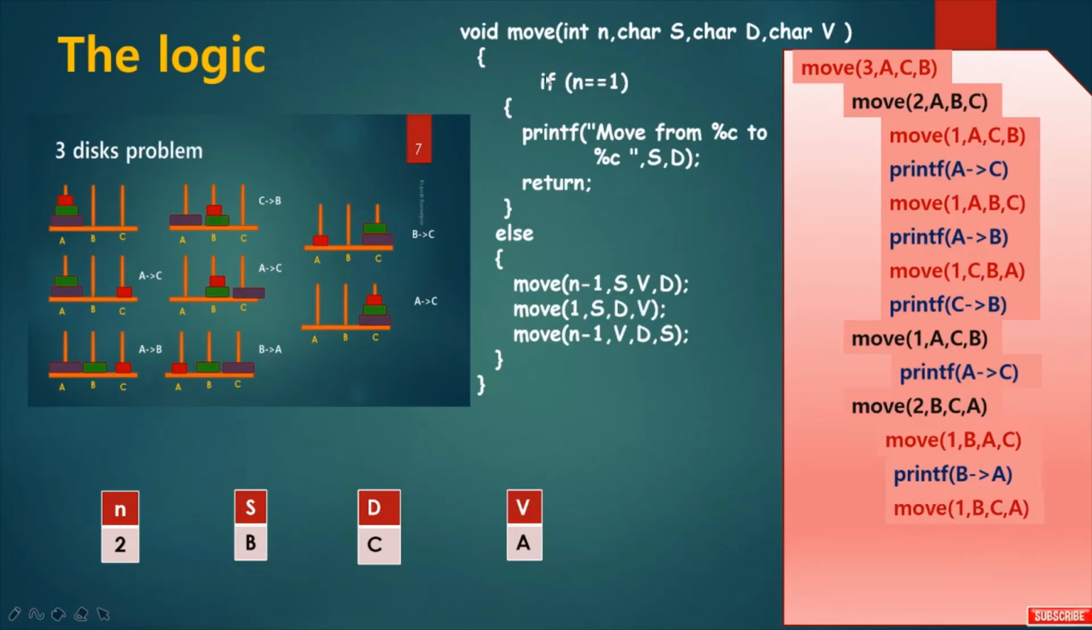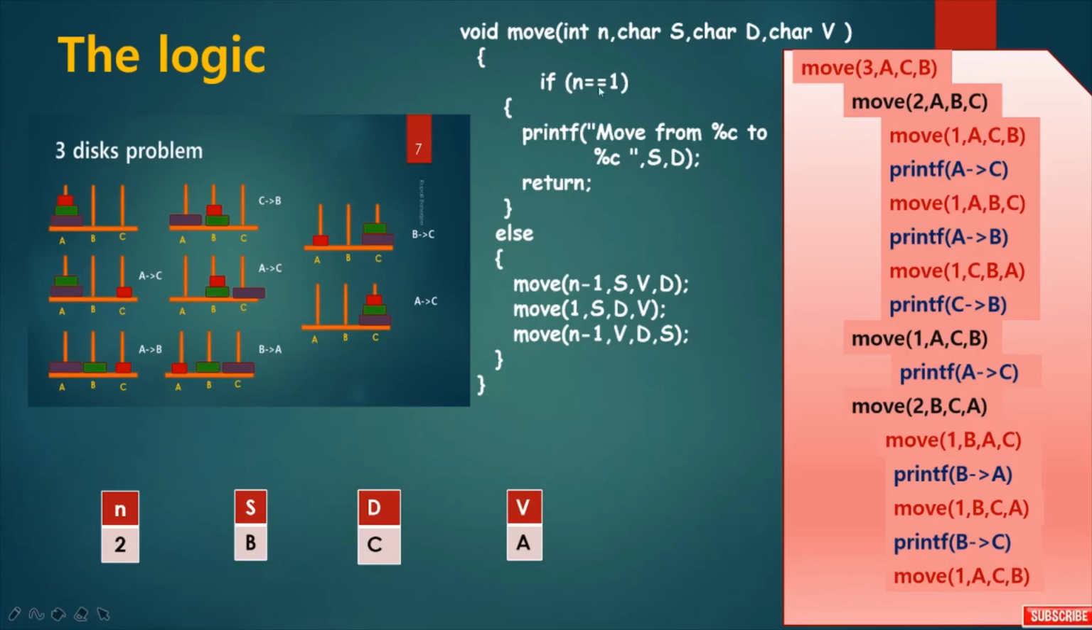Call this function. Now check if n equals 1. Yes, n is 1. Then move from source to destination, that is from B to C. Now the third line. Move n minus 1 VDS. N minus 1 means n is 2, n minus 1 is 1. So 1 VDS means A, C, B. So move 1 ACB. Call this function again.